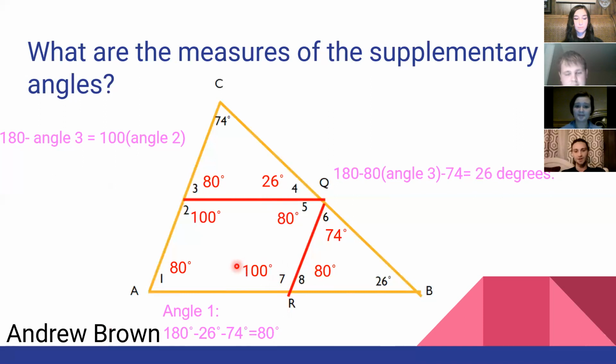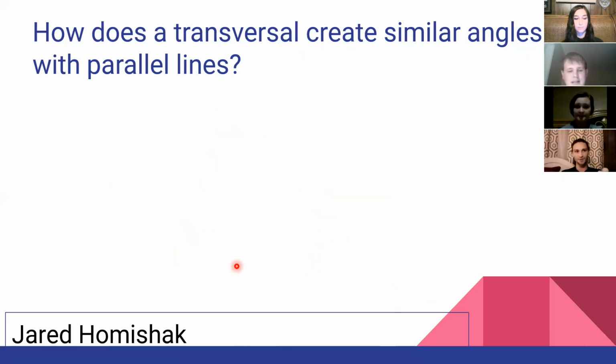So that answers your question, what the measures are for the supplementary angles. And now, Jared, I have a question for you. Go for it. How does a transversal create similar angles with parallel lines? Good question. All right. Let me show. Let's get out the lines again.